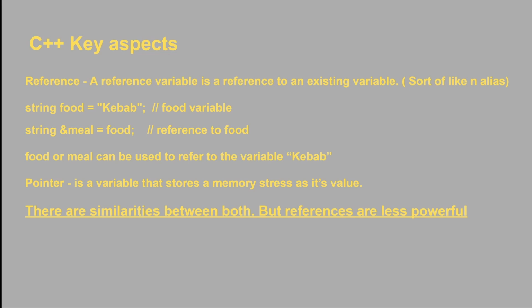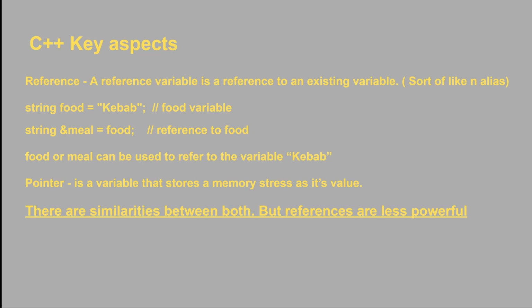I've got some example code there. We have string food equals kebab, which is the value of the variable, and then we have string &meal. The ampersand tells the compiler we're denoting a reference, and that variable is holding the address of food. So we can then use food and meal to mean the same thing. It's really useful, and is often used when you're doing return values.